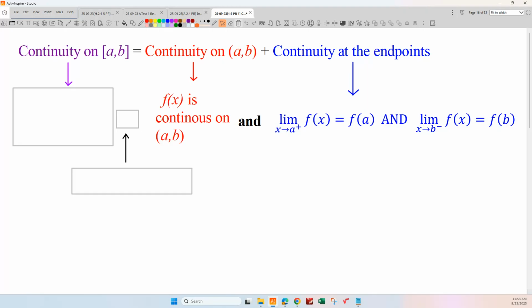So you have to approach the endpoints from inside, right? You can't approach them from outside because the ant has nowhere to stand, right? We don't know if the function is even defined outside of a and b.